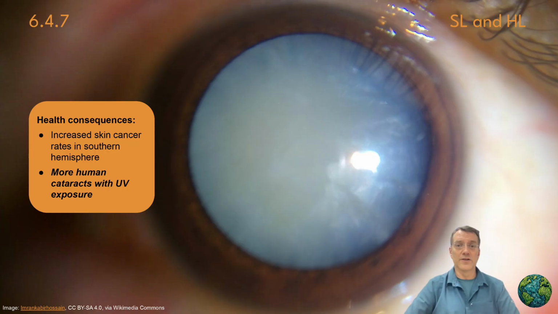What you're looking at here is called a cataract. That's the clouding of the eye lens that's caused partly by UV exposure. More human cataracts occur with increased UV exposure. This is another health consequence of ozone depletion that affects millions of people worldwide.